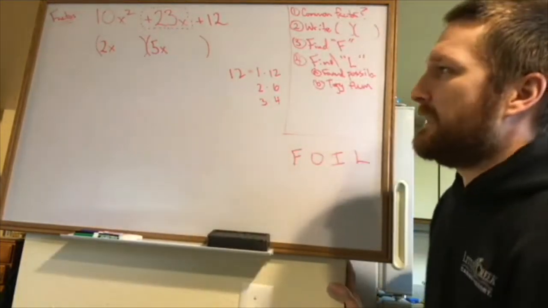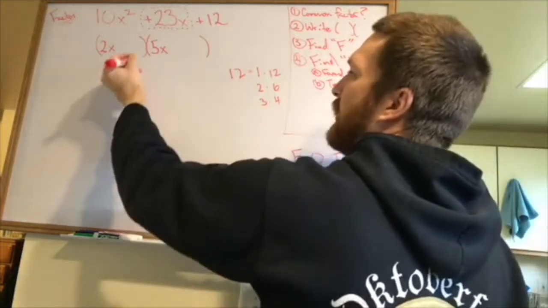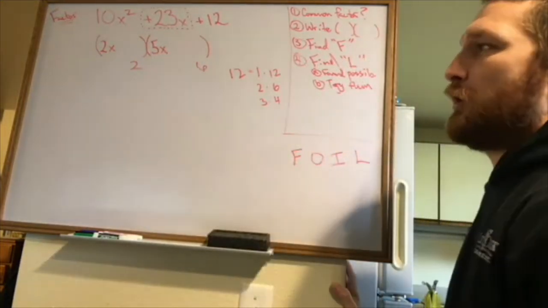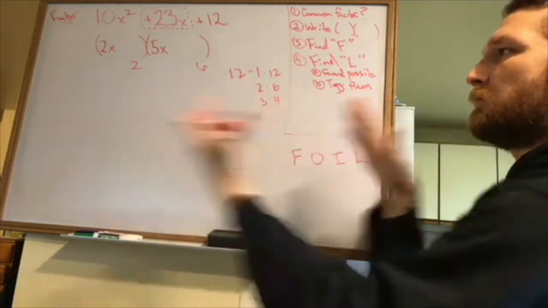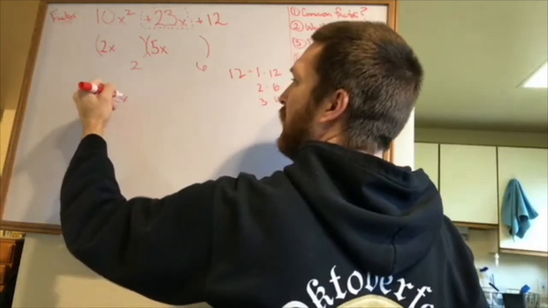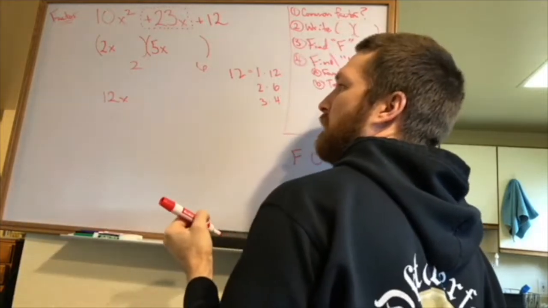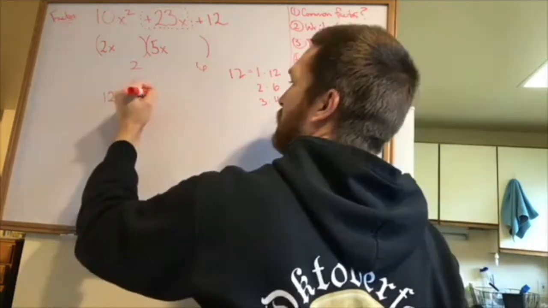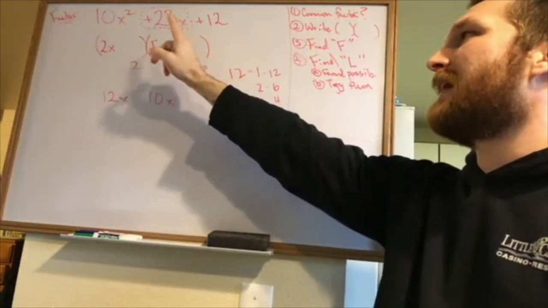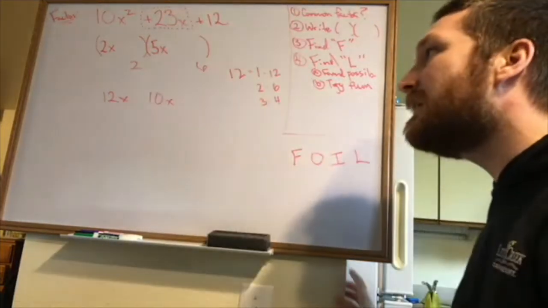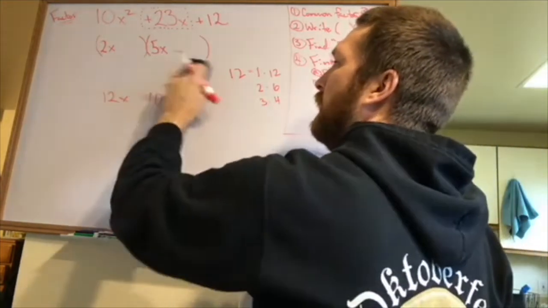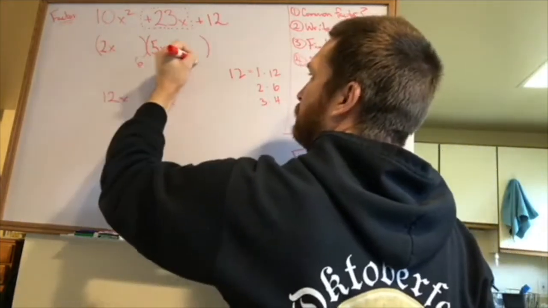What about 2 and 6? So here, let's just try 2 and 6. If I put a 2 here and a 6 here, what is my outer going to be when I do my outer multiplication? 12x. And what's my inner multiplication? 10x. 12 and 10, almost, not quite, right? If I add them together, that's not going to give me 23. So maybe switch them around. How about a 6 and a 2?